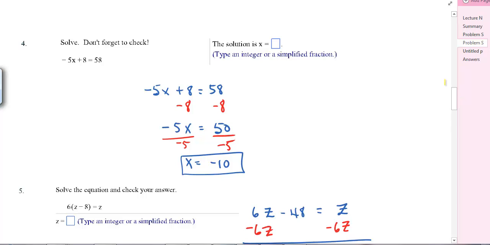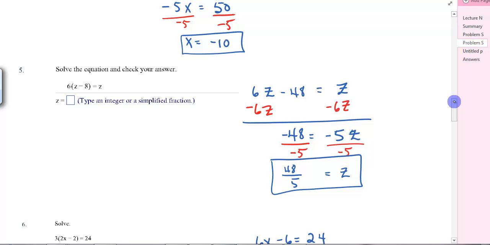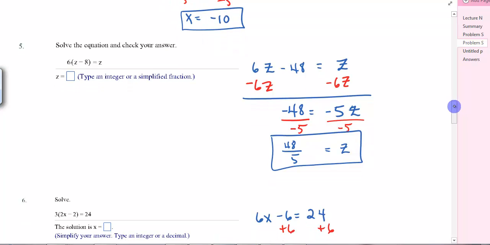Number 4, same way. It does say don't forget to check, and I'm not showing the check on there, but remember, if you're checking your equations, you're plugging in the answer you got and making sure that you get a true statement at the end. So these are simply equations that you can pause and look at the work, or just look at the lecture notes and you have that. I don't think there's any problem with that.